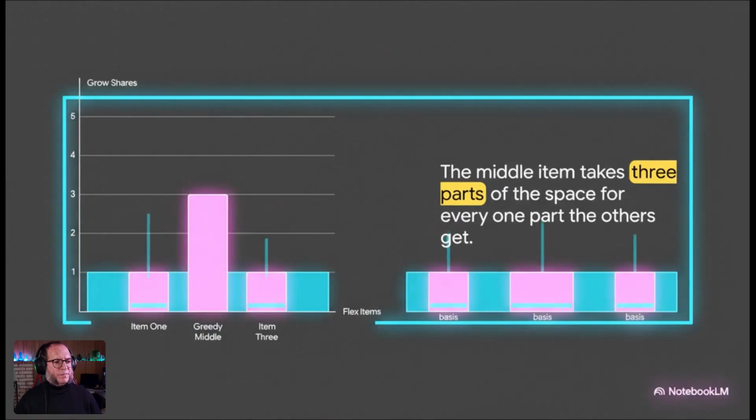And here's exactly how that ratio plays out. See this? If one item has a flex grow of 3 and the others are at 1, that middle one gets 3 parts of the leftover space for every 1 part its siblings get. It's a proportional land grab, plain and simple.